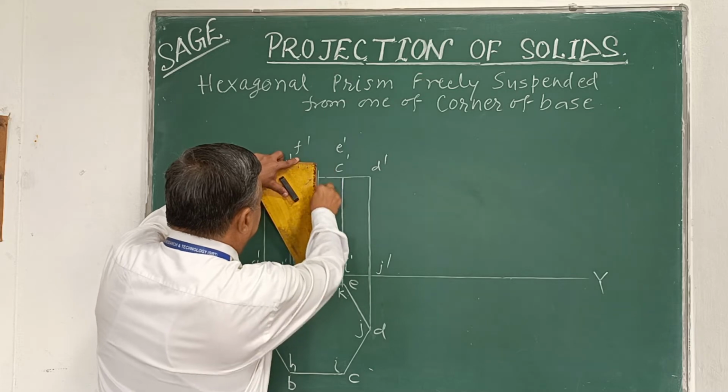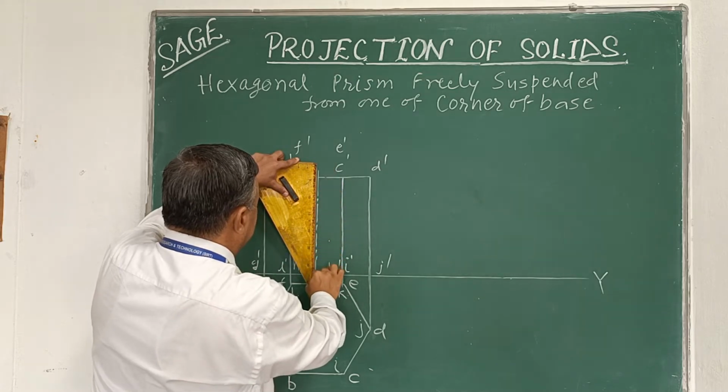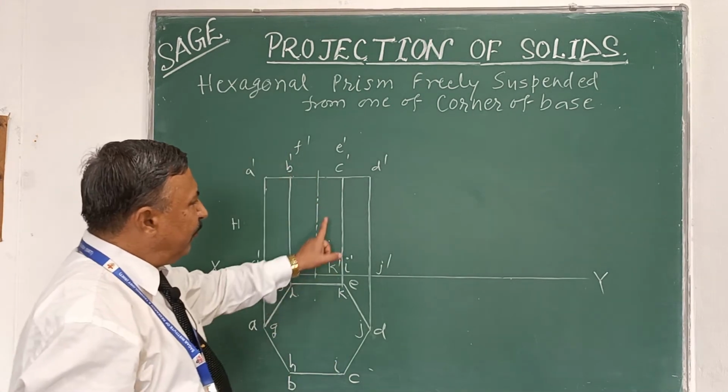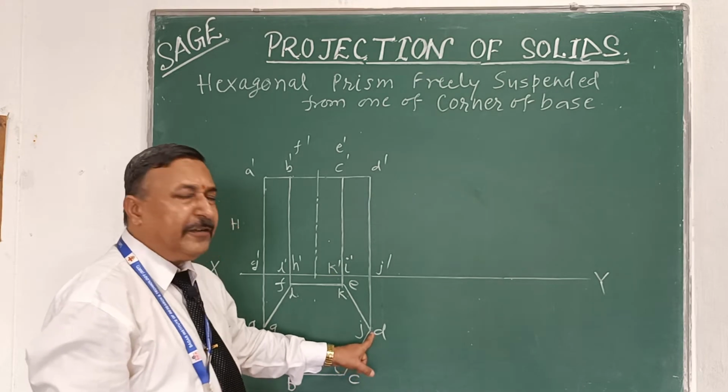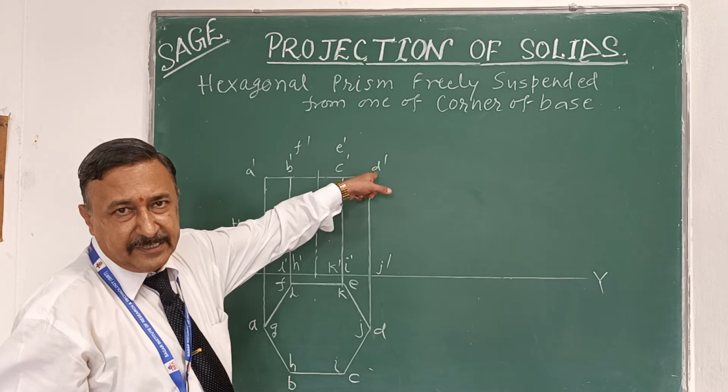If we want, we can draw the axis of the solid also at the center. So at the center, this is the axis of the solid. Now we have to freely suspend it from this corner of the base.